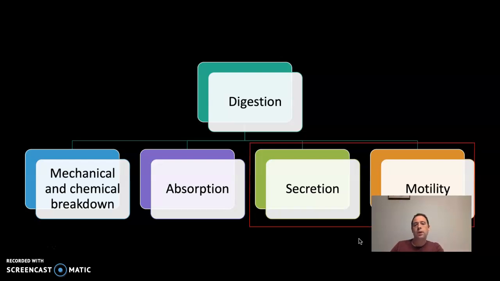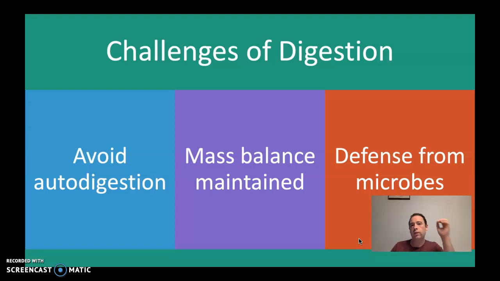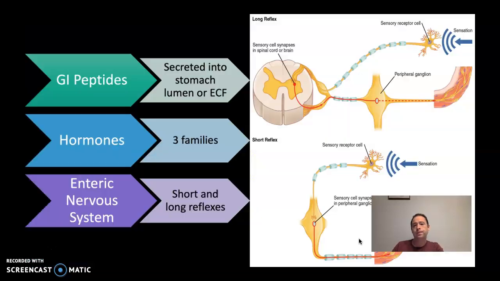And it is through this regulation that maximum absorption of materials as well as the reduced waste of secretions can be maintained. And it is through these processes collectively that a number of challenges involved in digestion are faced and dealt with. Some of these include digestion, maintaining mass balance, as well as defense from microbes that enter the GI tract.